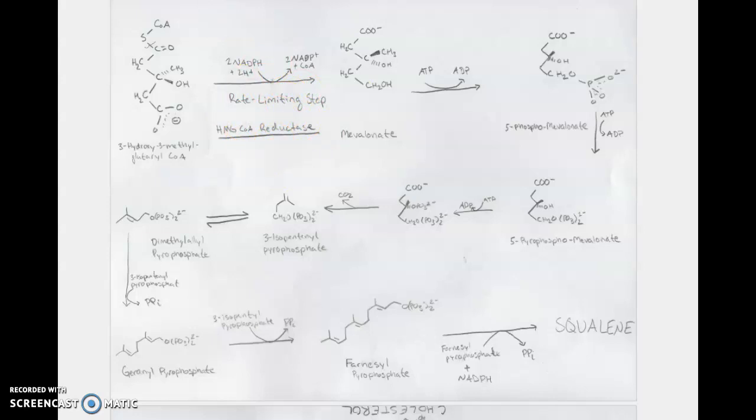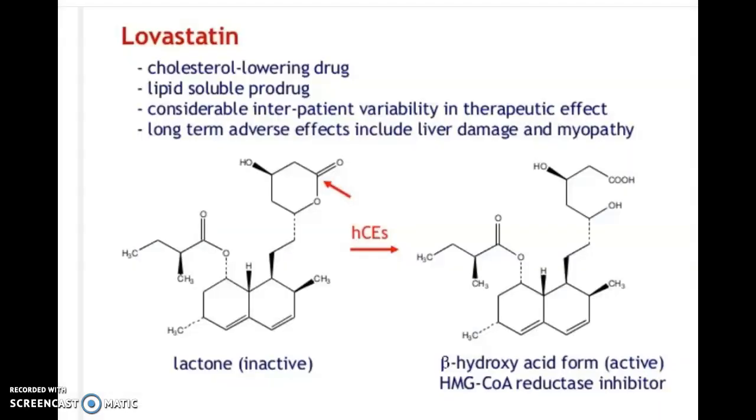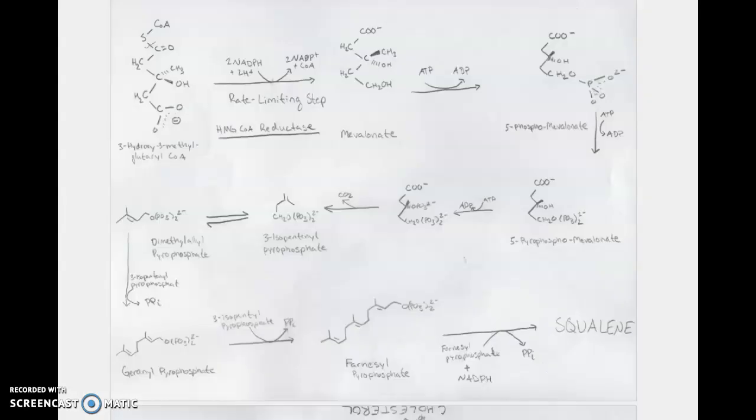Now, what we have is our lovastatin here, which goes into the stomach in its lactone inactive form right here, and then it is metabolized into its active form, the beta-hydroxy acid, in the stomach, and it functions to competitively inhibit the HMG coenzyme A reductase, which was our enzyme here that gave us our mevalonate.